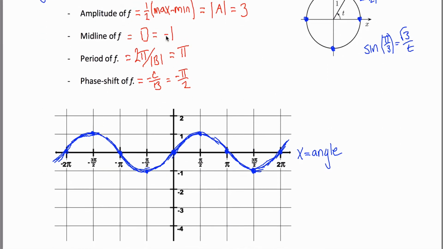So my midline should be at negative 1. What I'm going to do, just to keep track of this, isn't actually part of my graph, but I'm going to draw this little dotted line right here. So I sort of remember that this should be the middle of my graph. This is my midline. And that's the only thing I'm going to do with the midline.